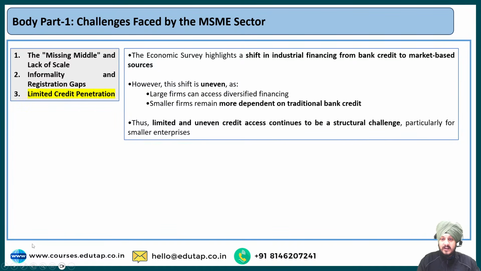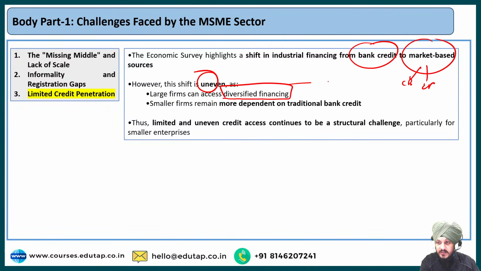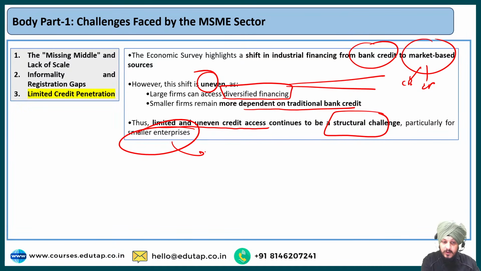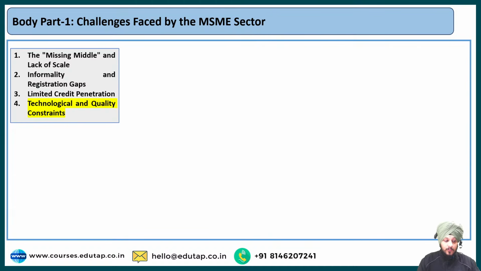So the economic survey highlights a shift in industrial financing from bank credit to market-based sources. However, the shift that we are witnessing from bank credit to market-based instruments like corporate bonds or commercial papers is uneven, right? Because the large firms can access diversified financing, which I have already explained to you. But the small firms are more dependent on traditional bank credit. And thus, limited and uneven credit access continues to be a structural challenge, particularly for whom? Particularly for the smaller enterprises. I hope this argument is also clear to you. Now moving on to the next one.